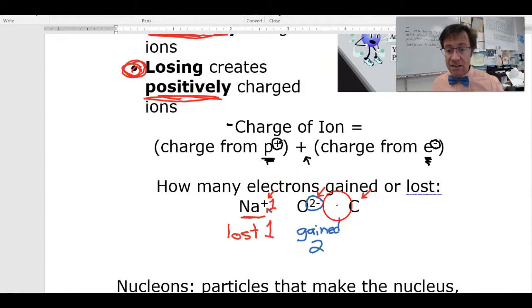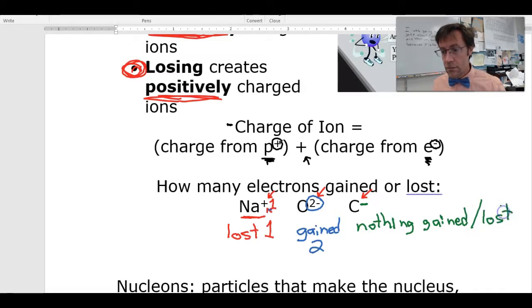And now this last one, this carbon here, there's 0 charge. So nothing means nothing. Nothing gained or lost. You guys picking up what I'm putting down there?